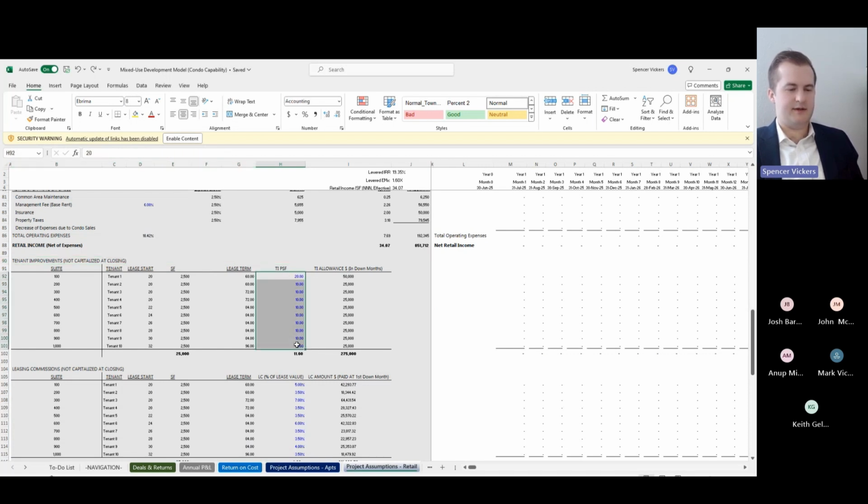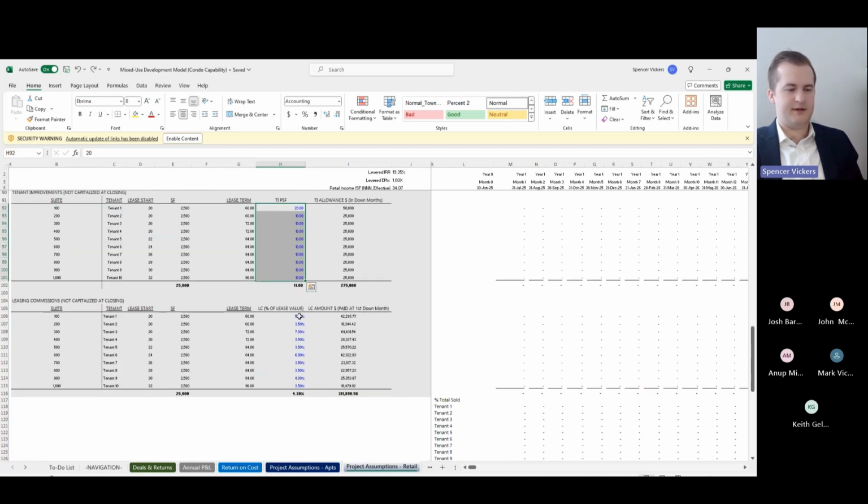So oftentimes these TIs at lease renewal are very low. Sometimes they're zero, sometimes they're $5 a foot. I've just included a place to make that assumption. And then the same thing on the leasing commissions. Oftentimes the first gen is somewhere between 5 to 8%. On the second gen, it's usually like 2 to 5%.